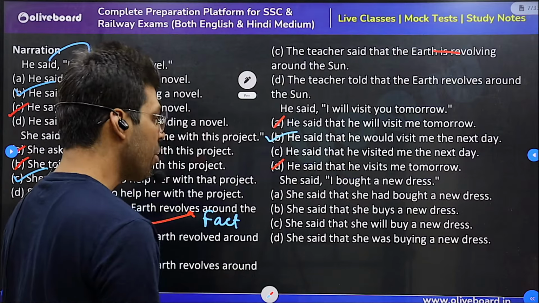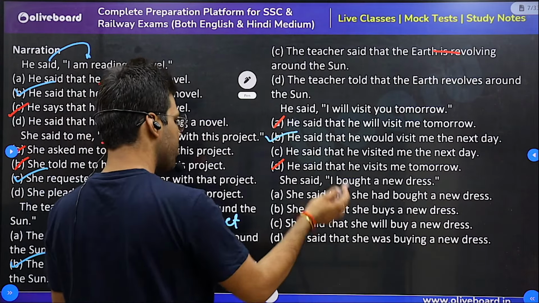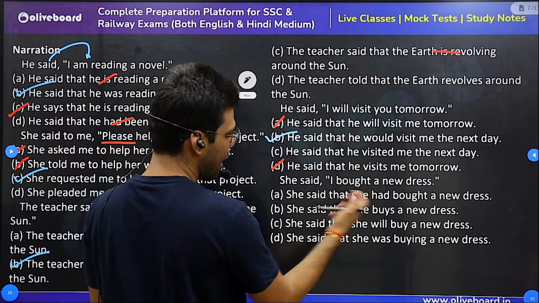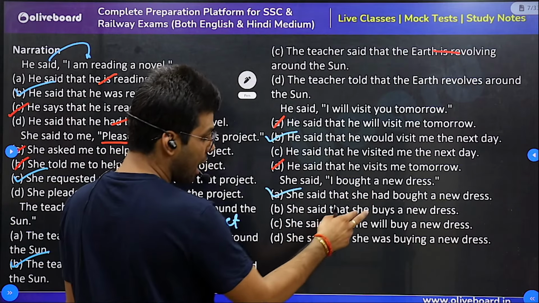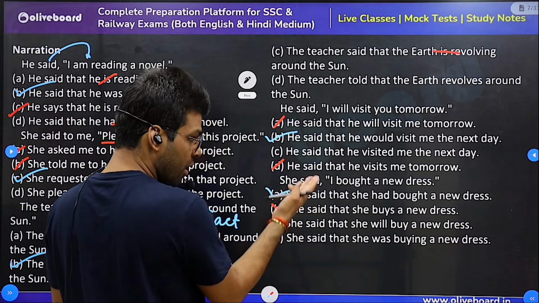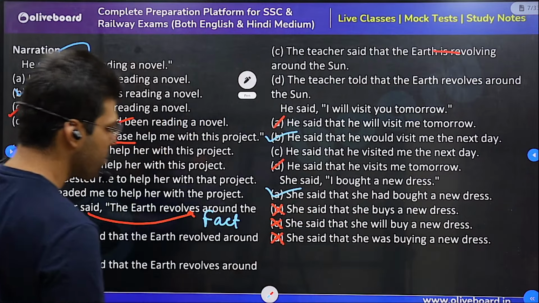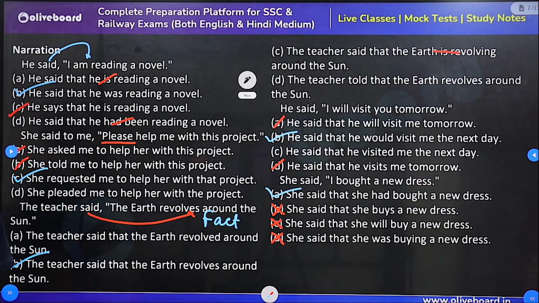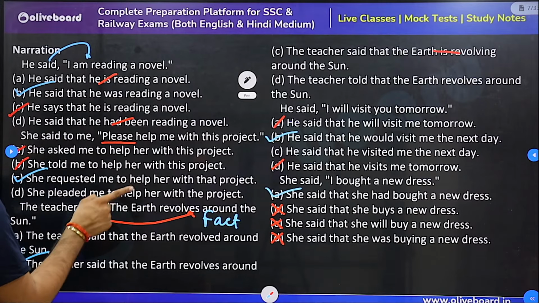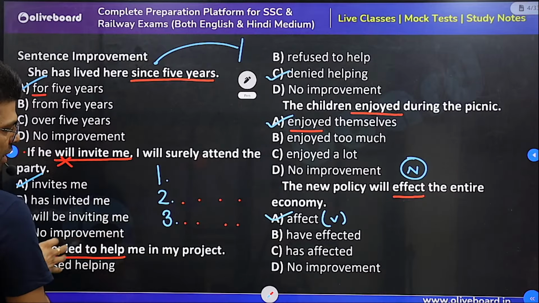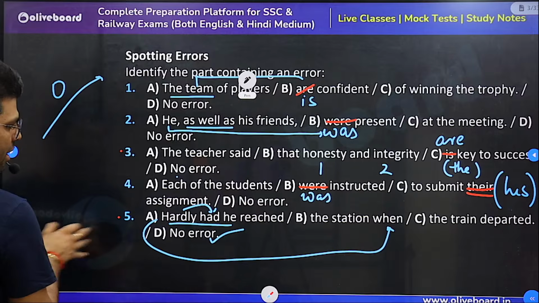And he said, "I bought a new dress." Past indefinite becomes past perfect. He said that, or she said that she had bought, not bad. No "ing" in the actual sentence. Past indefinite becomes past perfect. Perfect, I think. I hope narration clear, voice clear, fillers clear, sentence improvement clear, error detection clear.